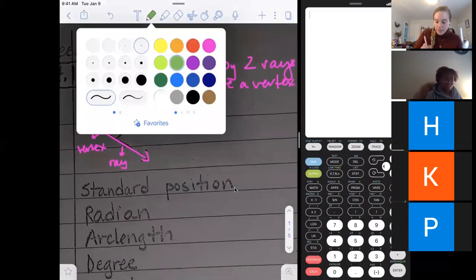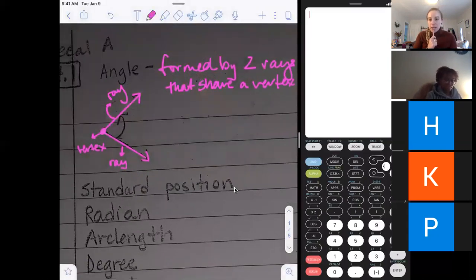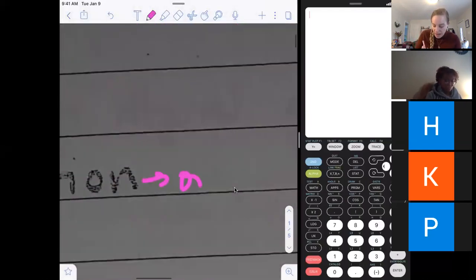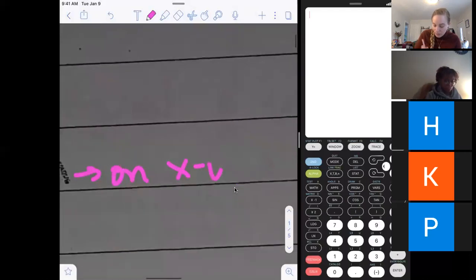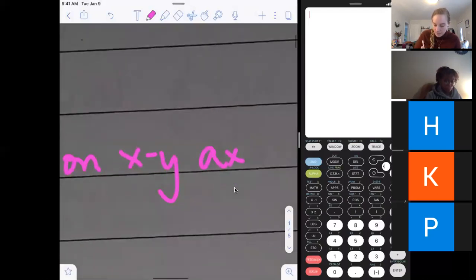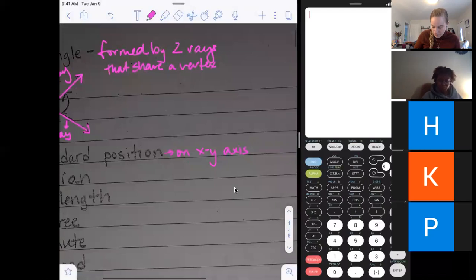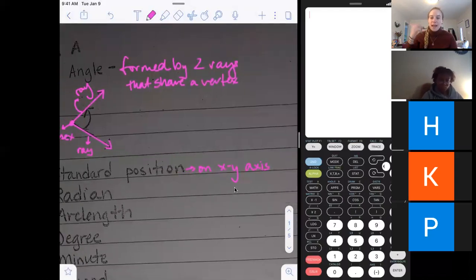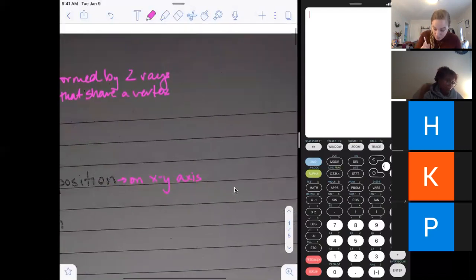Standard position. Standard position is kind of like the grown-up way. We're also going to look at angles on an XY axis or coordinate plane, however you want to call it. When we did geometry, we did angles wherever we wanted to put them in space. They were just all over the place. When we do standard position, they're going to be in a very specific way. We're going to look at this more later, but I do want to introduce it here at the beginning, just talking about angles.